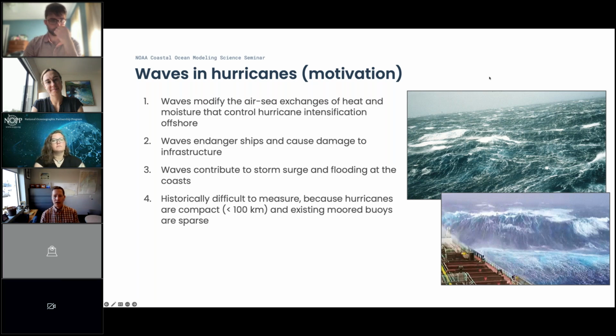Thank you. So historically, waves in hurricanes are difficult to measure because hurricanes are relatively compact. The radius of maximum winds might be 100 kilometers, something like that. And so if you look at the NDBC moored buoy arrays, or if you look at the CDIP arrays or other existing arrays, they're actually too sparse to really capture all these details. So hence, we've taken a more targeted approach to get these kind of measurements.